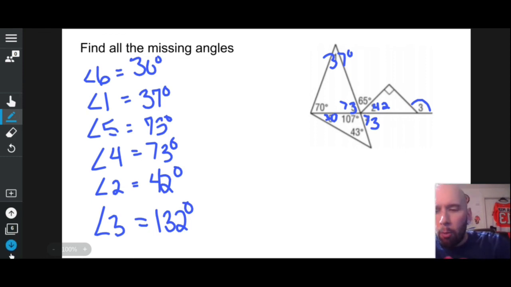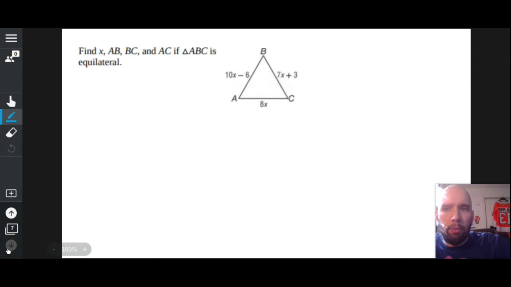Okay, so I think we have one more problem. We do. And it's actually not that bad. Find x, AB, BC, and AC. Okay, so I'm finding x and I'm finding the length of each side if ABC is an equilateral triangle. So I know with equilateral triangles, all sides are going to be exactly the same. So I can set two sides equal to each other.